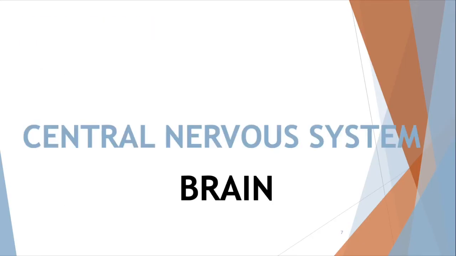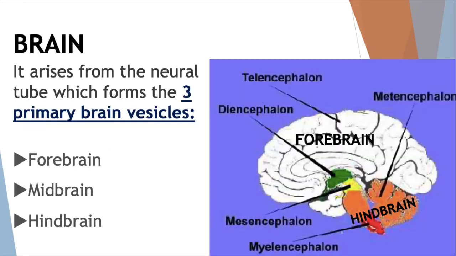Okay. Now, let's proceed with the central nervous system, the brain. Okay, so yan siya pinaka-first. The brain arises from the neural tube which forms the 3 primary brain vesicles. We have the forebrain, the midbrain, and the hindbrain. So dito sa ating structure, we have here the hindbrain, the forebrain, and the midbrain.